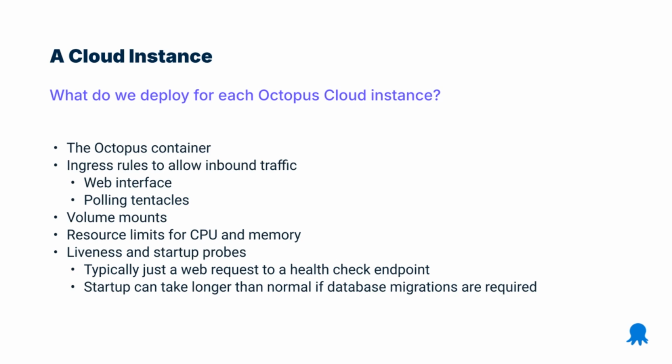So what do we deploy when we're deploying a cloud instance? We've obviously got the container itself. We've got ingress rules to allow inbound traffic on the web interface, and also for polling tentacles. Polling tentacles use MTLS, so they run on their own port. We also have volume mounts to mount the Azure file share. We define resource limits for CPU and memory use, and we define liveness and startup probes. Those probes typically just involve a web request going to a health check endpoint of the Octopus Deploy application, just to make sure that that instance is up and running and healthy.